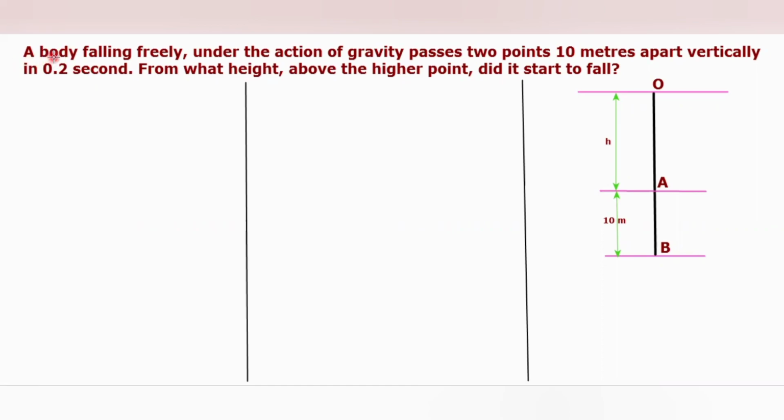A body falling freely under the action of gravity passes 2 points, which are 10 meters apart vertically, in 0.2 seconds. From what height above the higher point did it start to fall? This question is illustrated in the diagram.